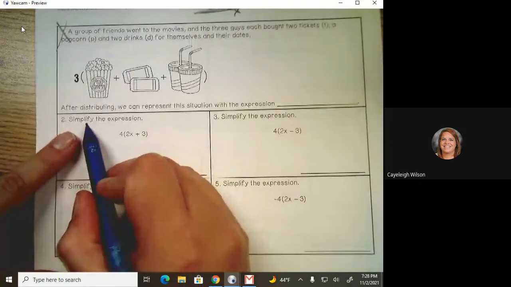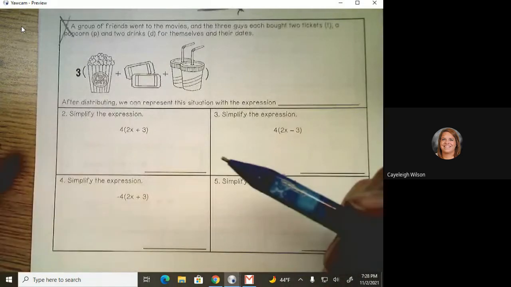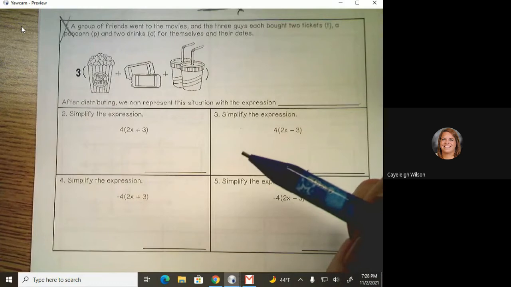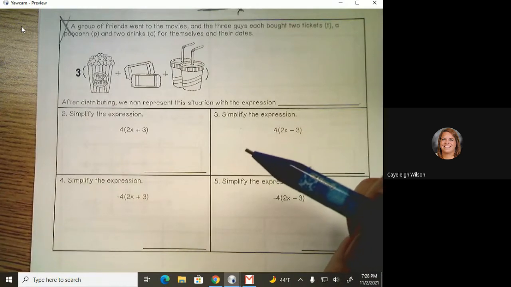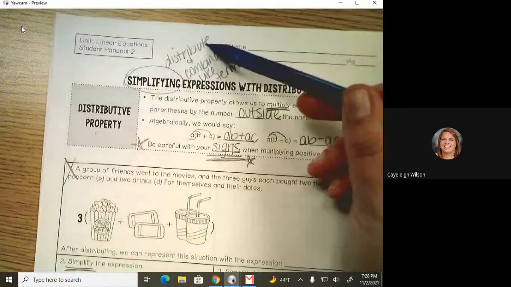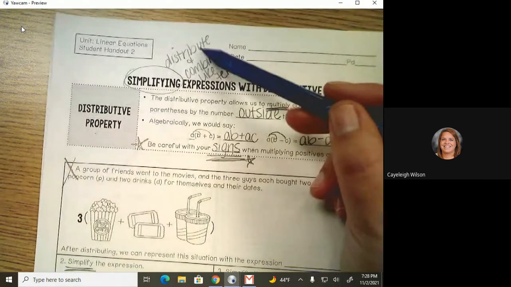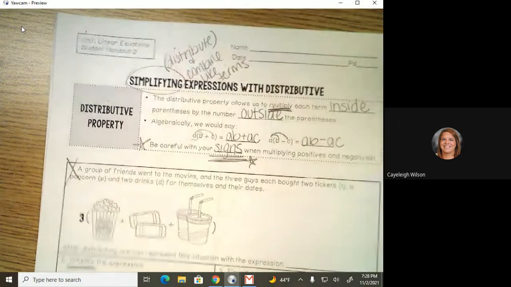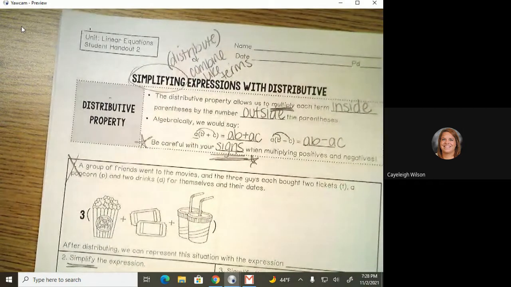All right, we're going to go ahead and skip over this first one here. Okay, so number 2 says simplify the expression. And that's what it's going to say on your whole expressions part that we're doing here in this unit. An expression is not equal to anything. It just gives us another expression. So when it says simplify, like we talked about up here, we're going to distribute and combine like terms. And we know we're supposed to distribute when we see parentheses. Order of operations also tells us that we do the parentheses first anyway.